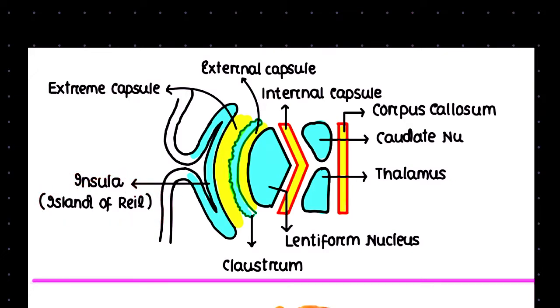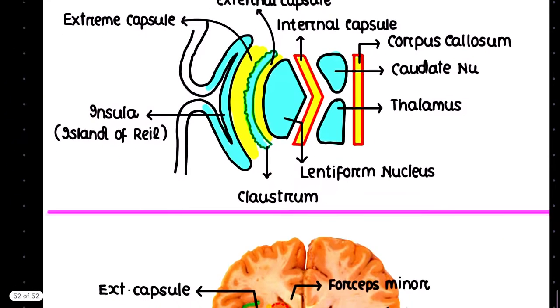Here you will see a color coding. Everything shown in yellow is white matter, and the parts shown in blue are gray matter. So white matter is present, then gray matter, again white matter, again gray matter, again white, and again gray matter. At last the outermost is our insula, the island of Reil.